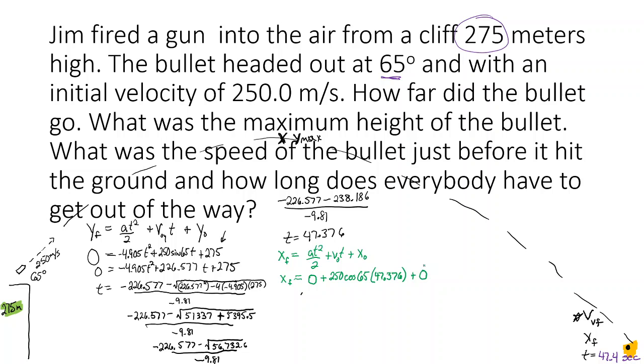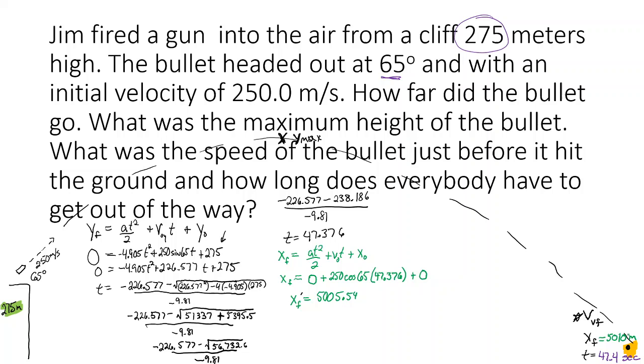So I'm going to do 47.36 times 250 times the cosine of 65. When I plug that into my calculator, I'm going to get the final position, and it is going to be 5,005.5 meters. Apply significant digits of 3, I'm going to get 5,010 meters. So the bullet's going to travel 5,010 meters, and there's going to be 47 seconds until it hits the ground.